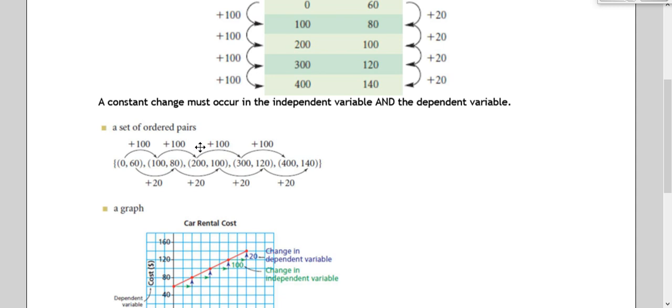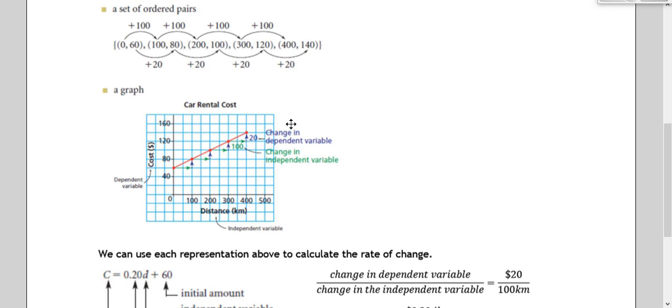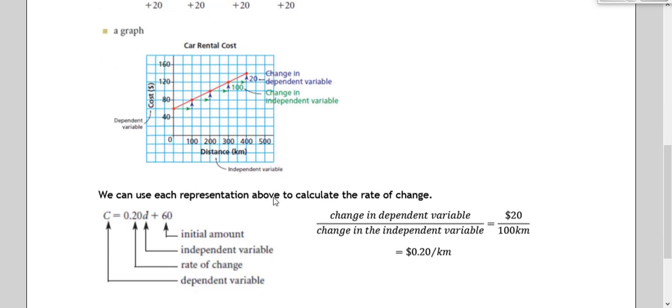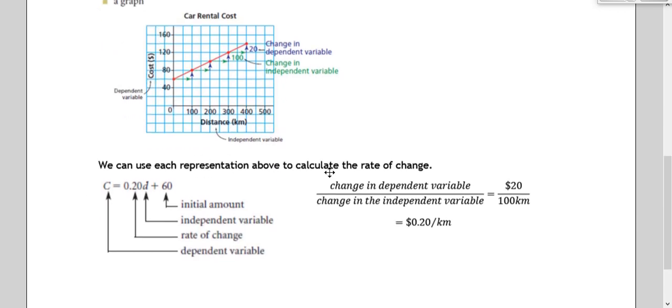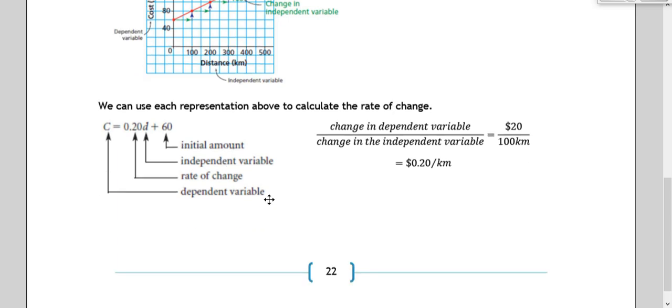We can see it in a set of ordered pairs. We can see it works just like it does in the table. In the graph, we can see that the change is constant. And we can use each representation to calculate the rate of change. We also have this handy little thing here that's going to remind us that this is the dependent variable, this is the rate of change, the independent variable, and the initial amount. And this will actually relate into the next chapter as well. So it is good to have on your mind as we go forward.